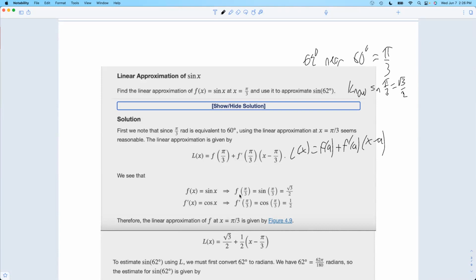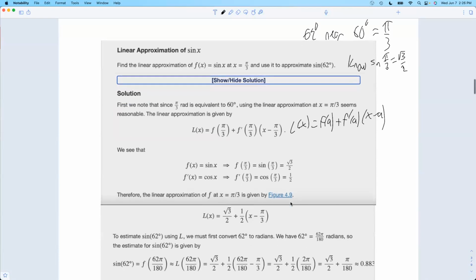Okay, I'm going to need my original sine at pi over 3. We know that. That's a unit circle angle. And we're going to need his derivative. Derivative of sine is cosine. Cosine of pi over 3 is a half. So now I'm just plugging in these two values here and here, and then my a value. This is the equation of the tangent line at 60 degrees, at pi over 3 radians.